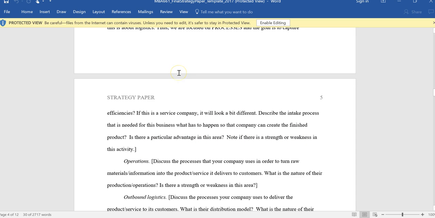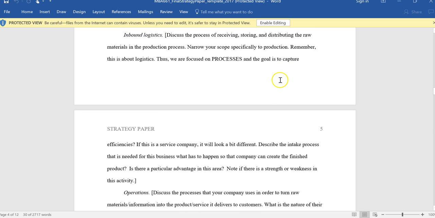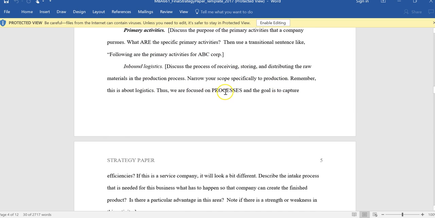Now, in this internal part, remember that it's going to be a strength or a weakness. We're not looking at opportunities or threats yet. Strengths and weaknesses are those things that we find in the internal environment. We are going to focus on processes, though. What are the ways in which they do that? What advantages do they inherently have?